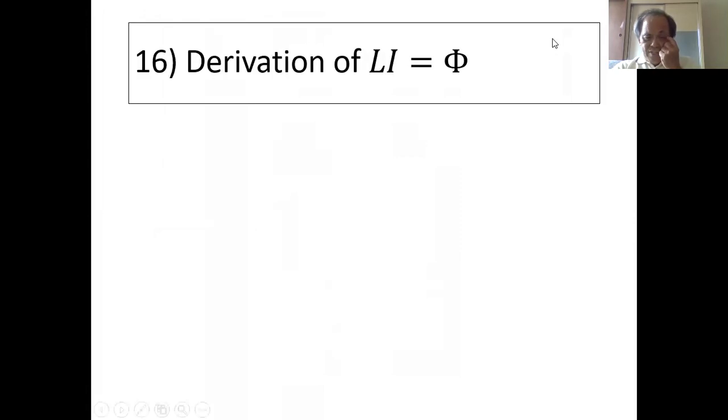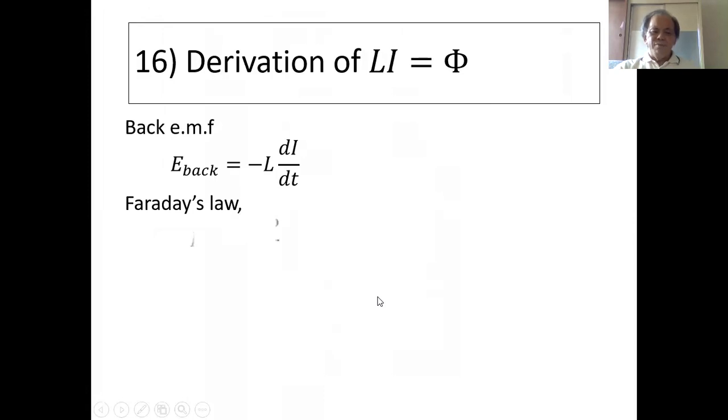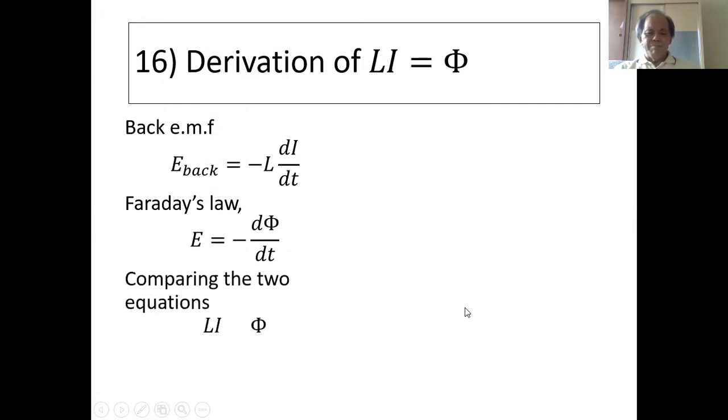Okay, now we are going to derive this, show that LI is equal to flux linkage. Where EMF, that's a formula that we have obtained. You can do it experimentally or you can show it. Then we compare with Faraday's law. Take this L to the top there, it becomes LI. Then we compare these two equations. Compare the two equations, we get LI equals to the flux linkage. Okay with that?